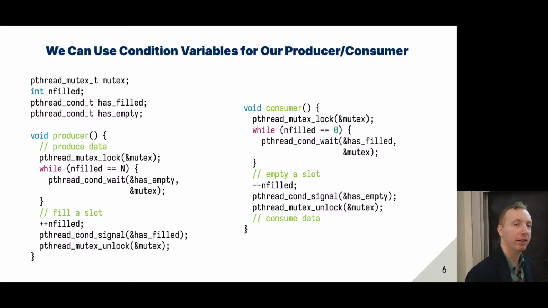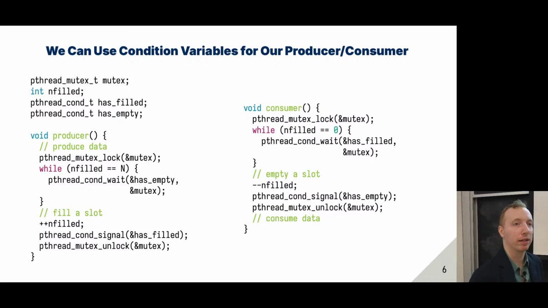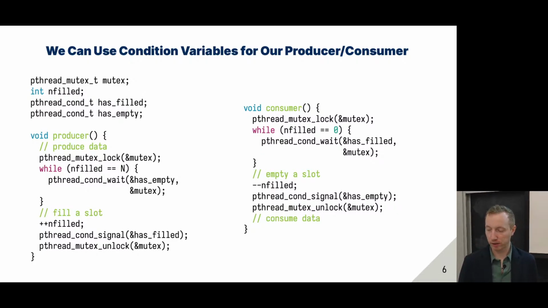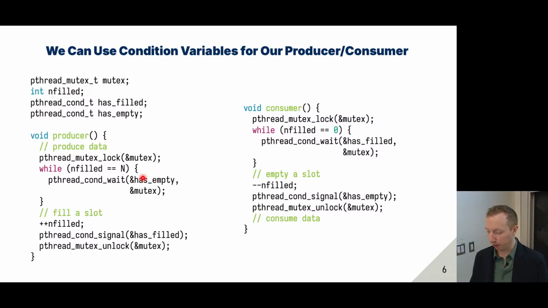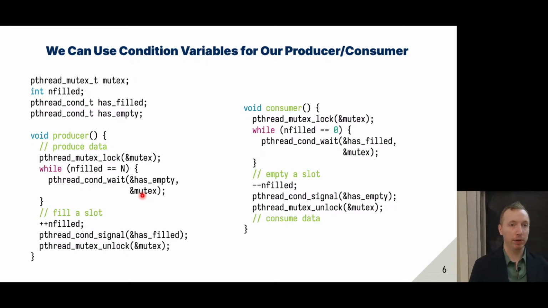Yeah? Can you explain how unlock happens in the wait? So how the wait works, say everything's filled here, right? So we have all filled slots. This producer thread needs to go to sleep because it's waiting for at least one empty slot, right? So it would put itself into a queue of threads that are waiting for empty slots, and then it would also unlock the mutex and then actually go to sleep.